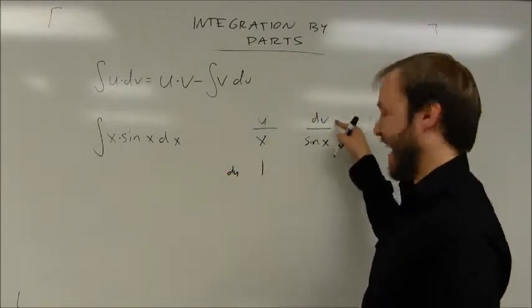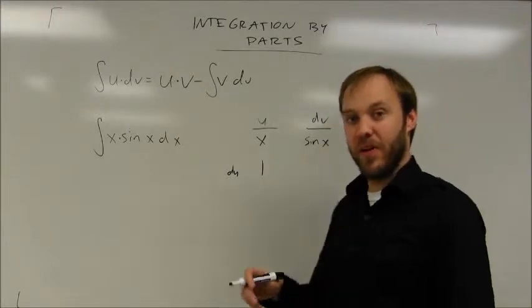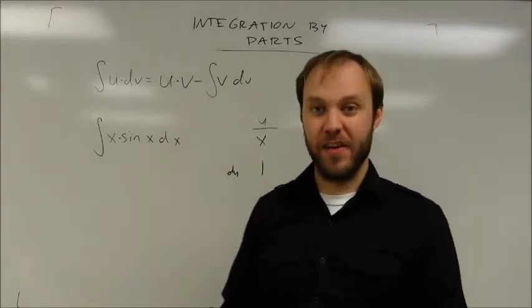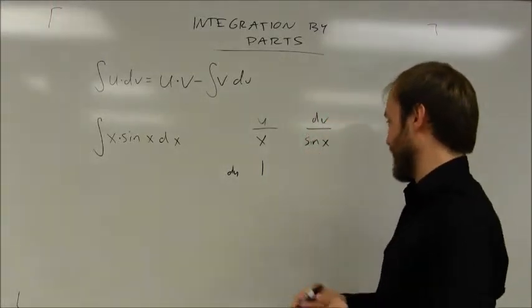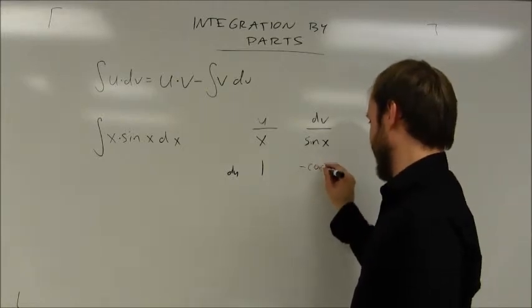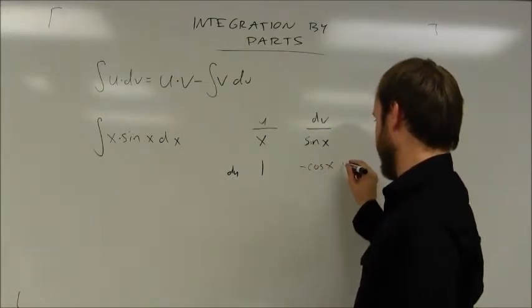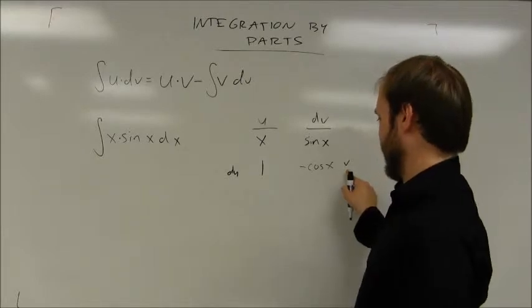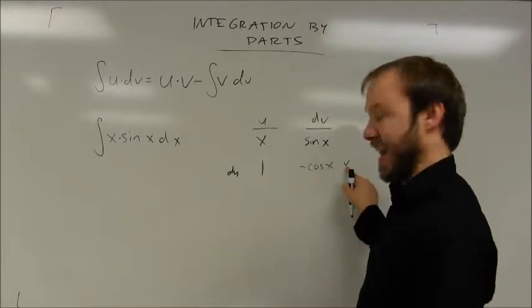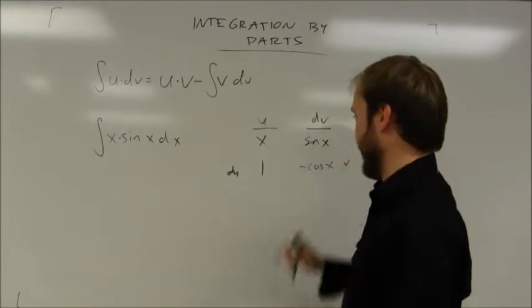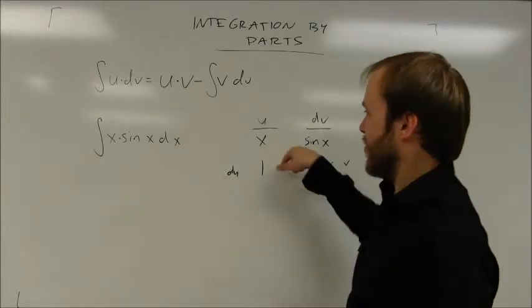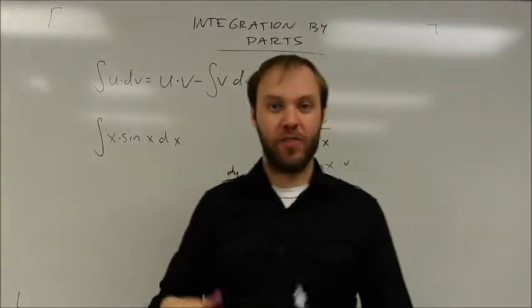And meanwhile, over here, I have the derivative. So I want to go backwards. I want to find the antiderivative. The antiderivative of sine of x is negative cosine of x. And that is going to be my v value. So if I take the derivative of negative cosine of x, I get sine of x. Okay, now you can substitute all of this in this formula up here and that'll work fine.